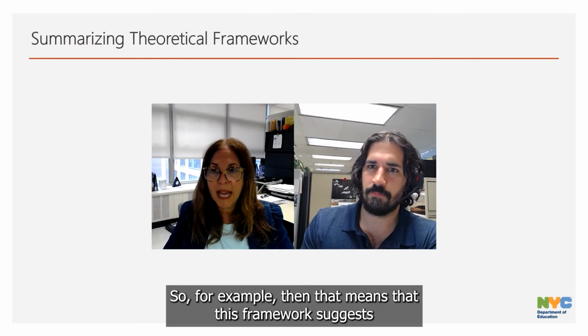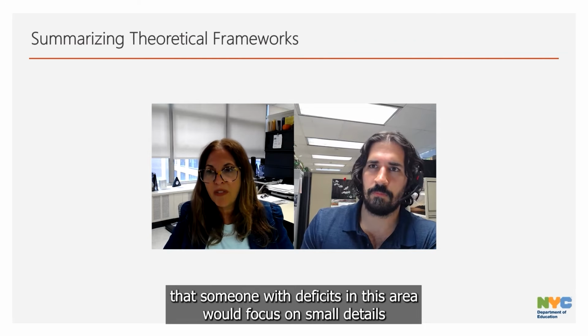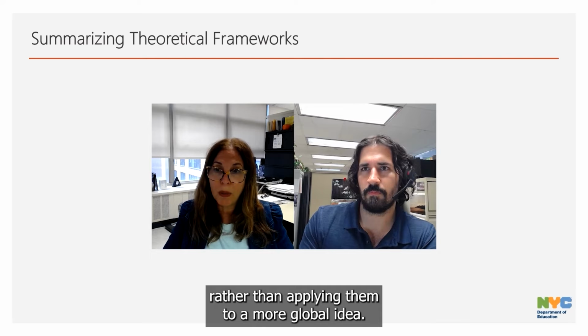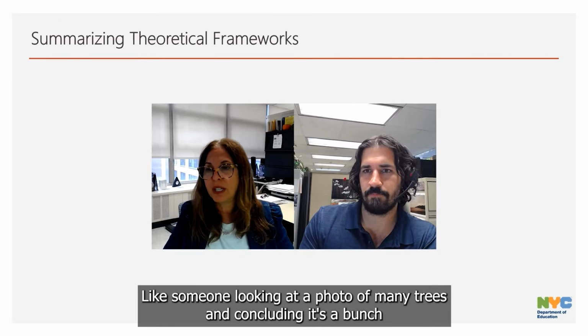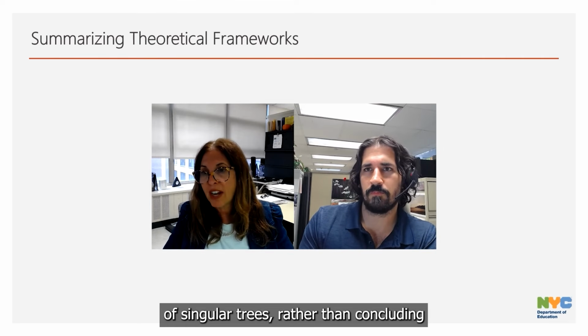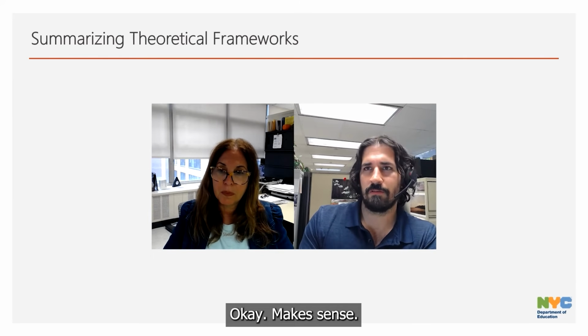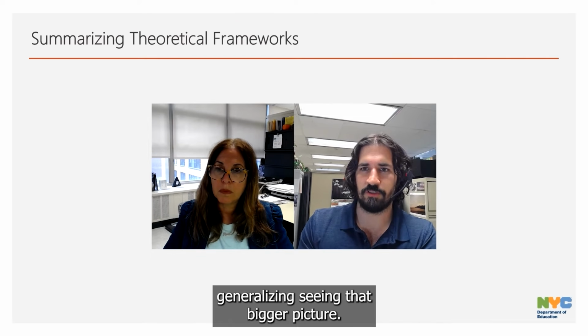Oh, okay. So, for example, that means this framework suggests someone with deficits in this area would focus on small details rather than applying them to a more global idea, right? Like someone looking at a photo of many trees and concluding it's a bunch of singular trees rather than concluding that it may be a whole forest. Okay, makes sense. So basically, trouble with central coherence is difficulty generalizing and seeing that bigger picture.